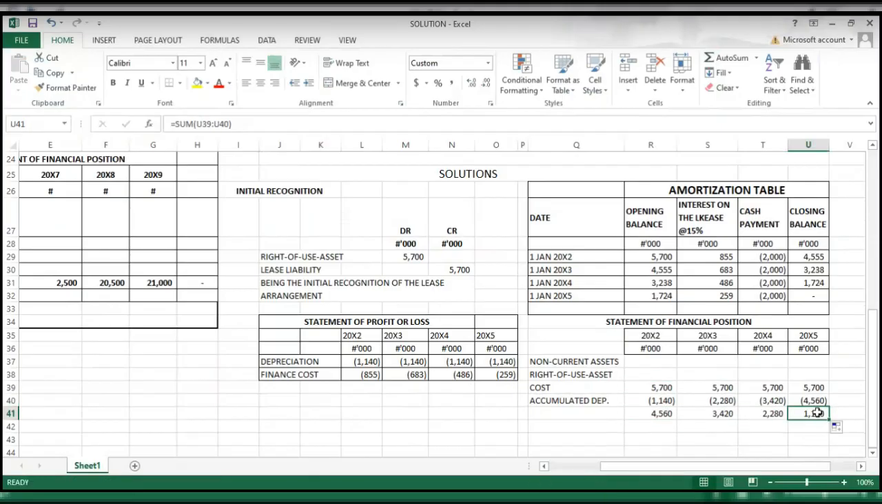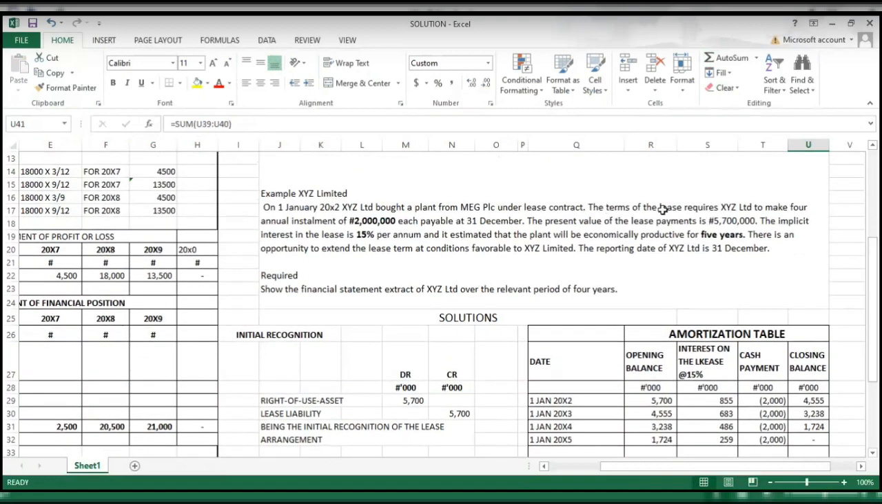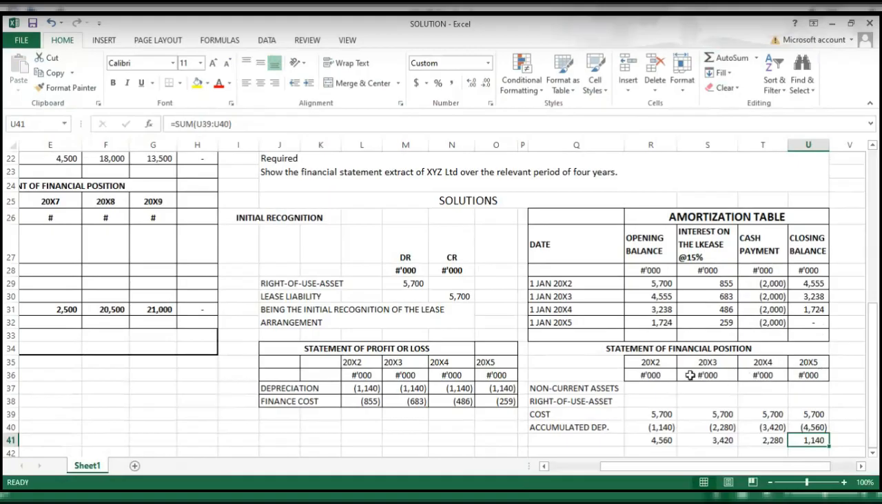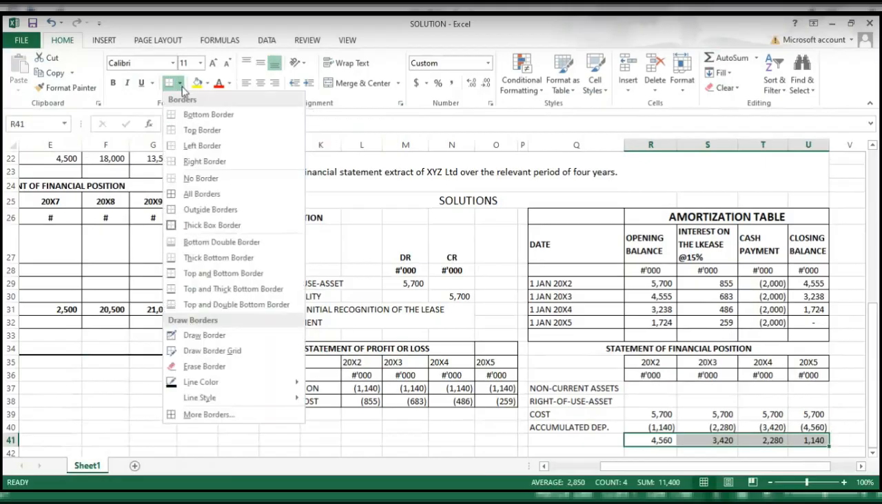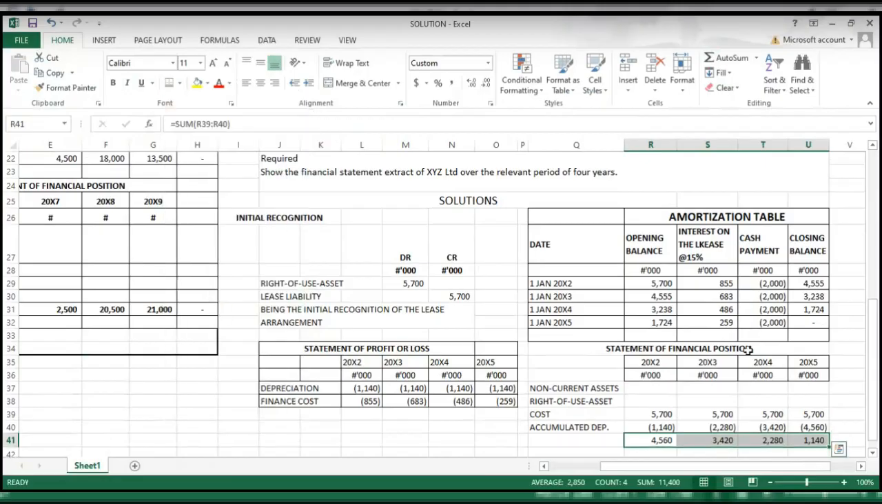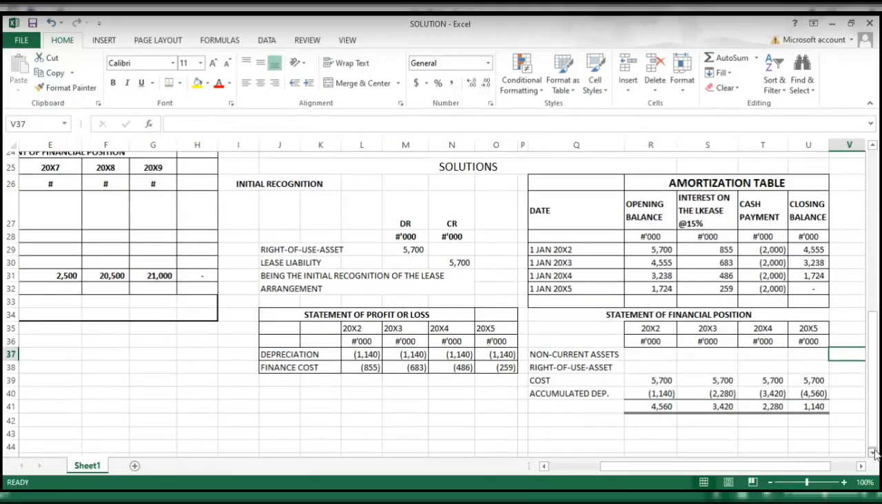At the end of the life of the asset, don't forget the question says that the asset has 5 useful lives. So that's why we depreciated over 5 years. But what we have here is 4 years depreciation from 20x1 to 20x5. So the carrying amount of the asset at the end of its life is going to be 1,140,000. That's going to be the carrying amount at the end of the life of the asset. That's going to be the residual value.